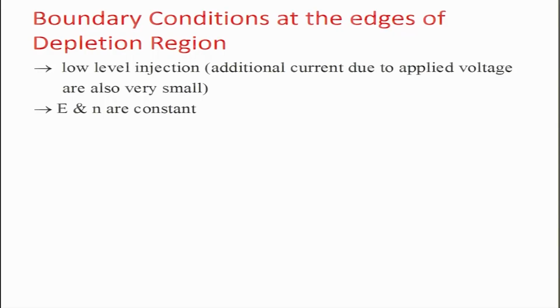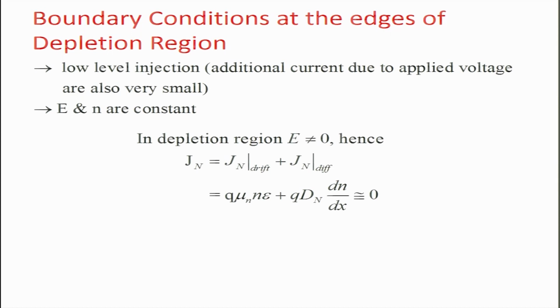So, in the depletion region, however, we have a condition where the electric field is not equal to 0. Within the depletion region we know that the electric field is not equal to 0. As a result, we can write Jn is equal to Jn drift plus Jn diff.